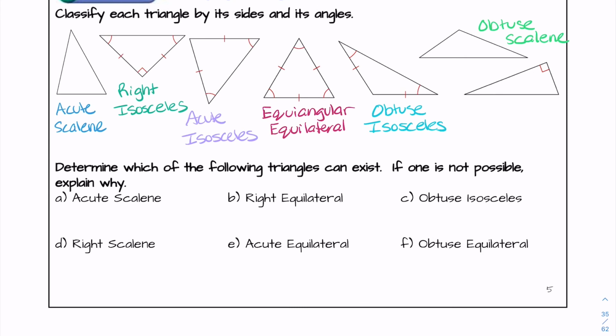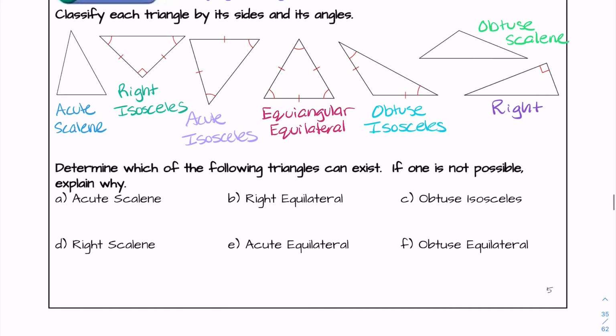And the last one is a right scalene. And it looks like it went through all of them. I had acute scalene, I had right scalene, I had obtuse scalene. I had acute isosceles, I had right isosceles, I had obtuse isosceles. And then I had my equiangular equilateral.